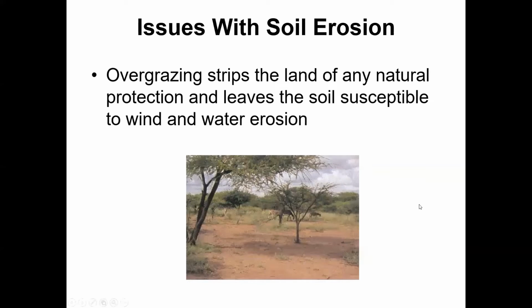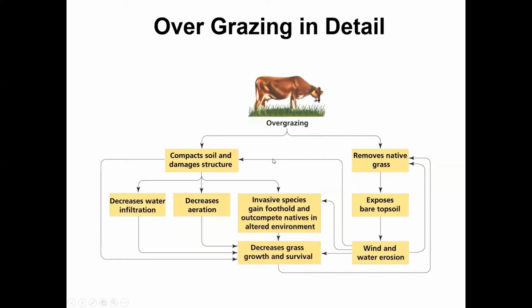Taking one step further, looking at the overgrazing problem, here is a flow chart just to show you what happens. Overgrazing compacts the soil and damages the soil structure, and this has three main effects. The first effect is decreased water infiltration. The second effect is decreased aeration of the soil. And the third effect is that it allows invasive species to gain a foothold and outcompete natives in the altered environment. As a result of all these three aspects, it decreases grass growth and survival.